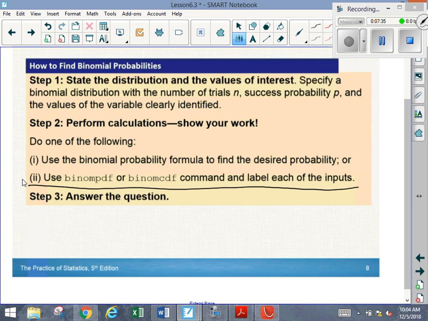In order to answer the question, if it tells you, hey, LeBron James is shooting free throws, he has a 74% chance of making a shot, what's the probability that he makes 8 out of his 10 shots? Perfect example of a binomial probability problem. All you've got to do is put all the necessary things in the calculator and then actually write what you're putting in your calculator. That is a perfectly acceptable response.